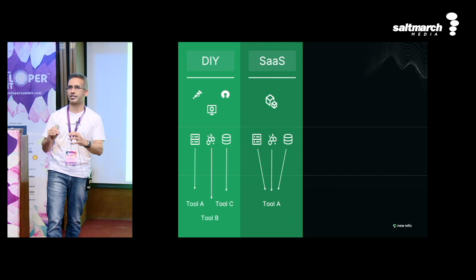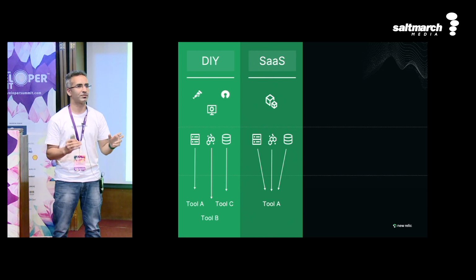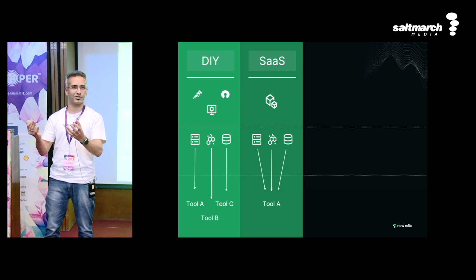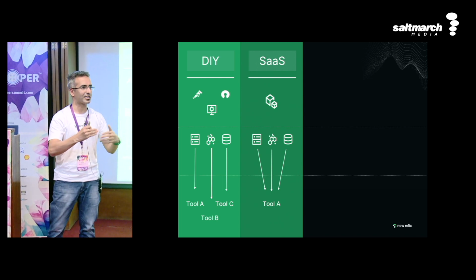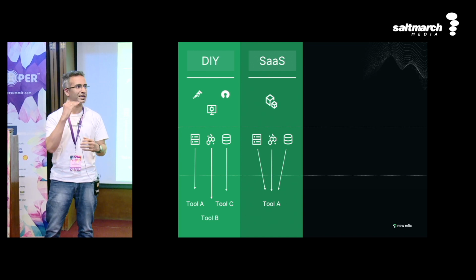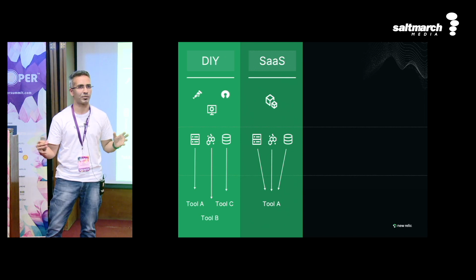SaaS is where you sign up for a specific commercial model with one of the vendors, and these vendors come up with their fancy proprietary agents, which you can take and install as part of your tech stack, and all of this would send the data to one place, right? Be it any layer of your tech stack, everything together to one place.